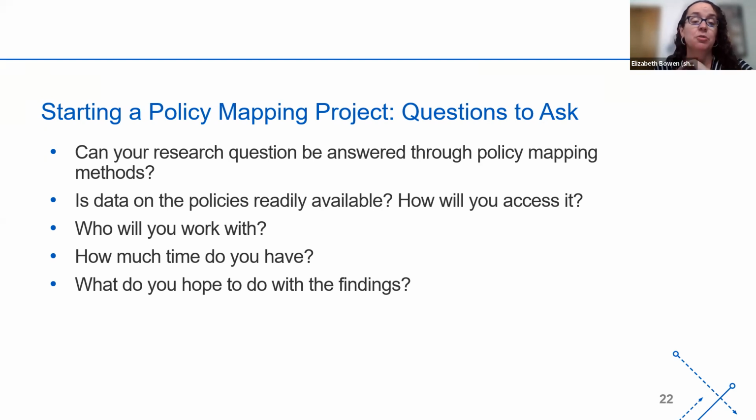Number 3, think about who you'll work with. You can do this alone. One person could do a policy mapping study, but I do think there's a lot of benefits to sharing it with at least one other person to share the workload and to increase the rigor. How much time do you have? Since we talked about how this is time consuming, I found with this project, we had to spread it out over, it probably took close to a year, to build the data set and do the analysis, because we would spread it out and do a little bit every week. So thinking about that aspect. And then lastly, what do you hope to do with the findings? Because that may also affect the timing and things like that.